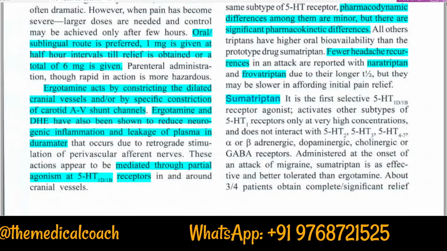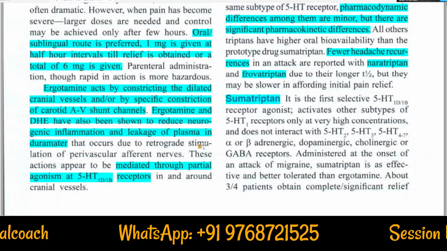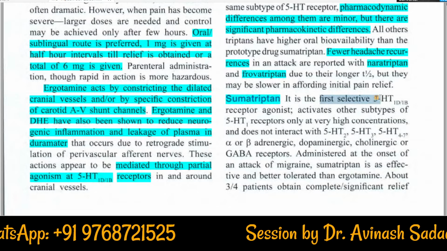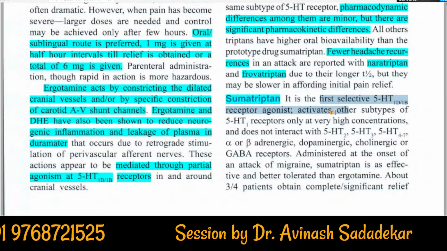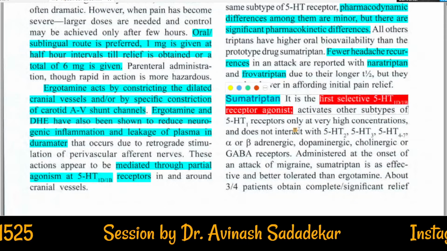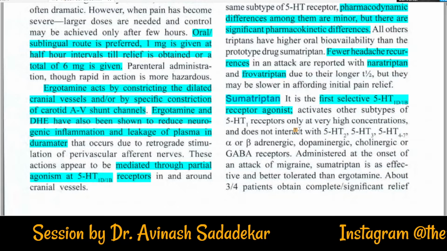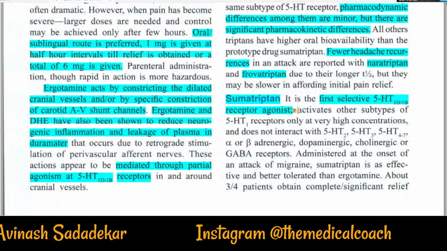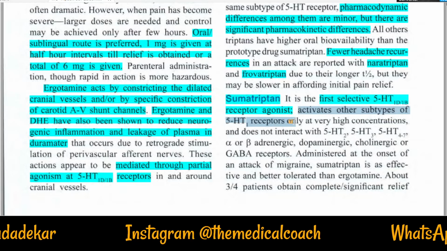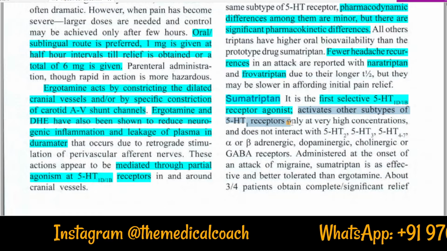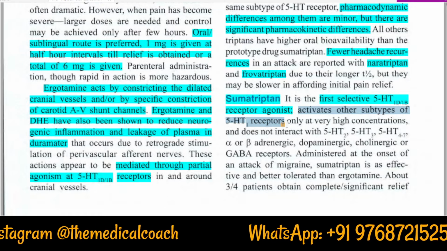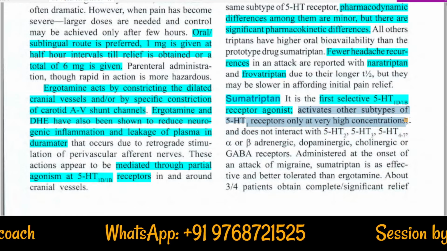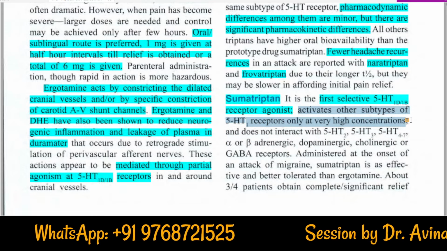Let's discuss the prototype drug, sumatriptan. This can be a short answer, so you need to know this. This is the first selective 5-HT1D/1B receptor agonist. First of its kind, it activates only specific subtypes of 5-HT1 receptor, which is 1D/1B. But if given at higher concentration, it can activate many other serotonin receptors.